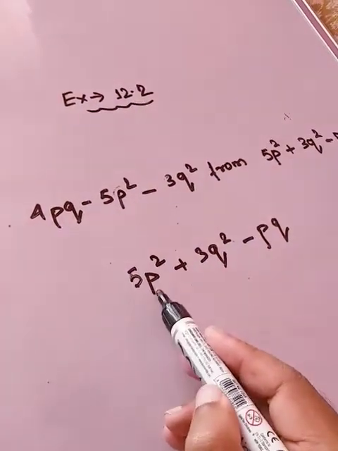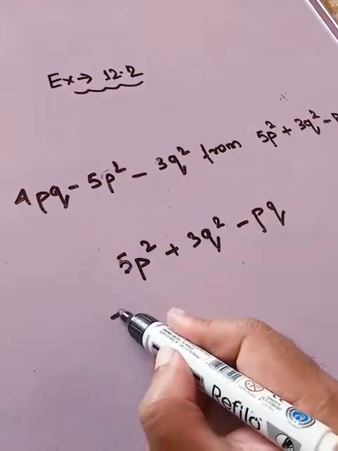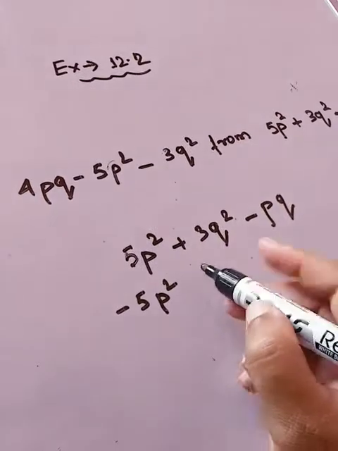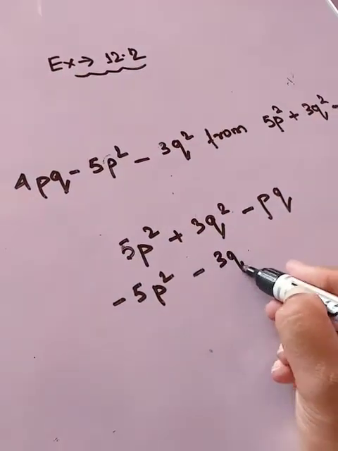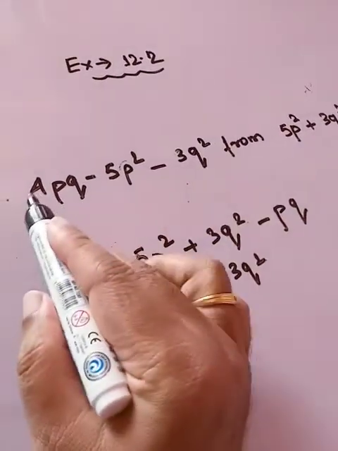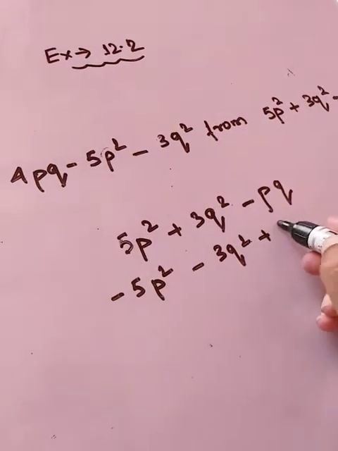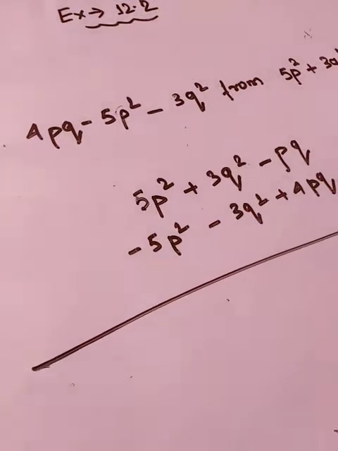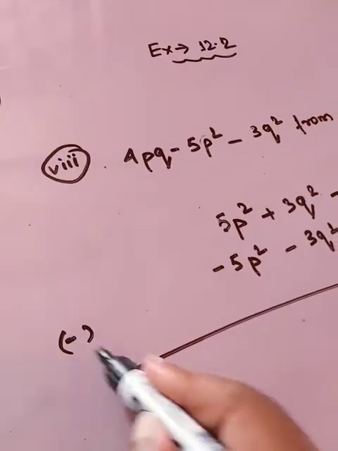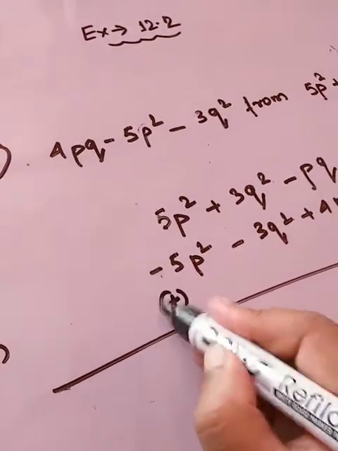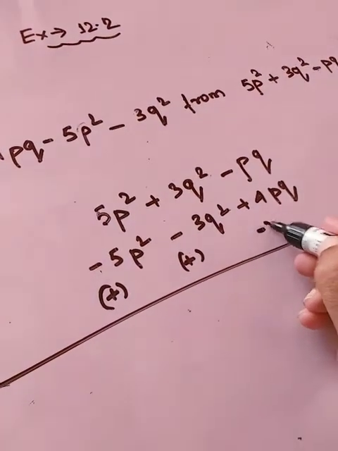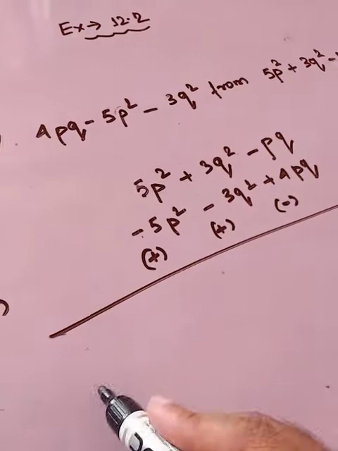So what is the first term? P square. So where is P square? Minus 5P square. Now what is the second term? Q square. So it is carrying minus 3Q square. And PQ with PQ, so it is carrying plus 4PQ. So we write plus 4PQ just below the PQ variable. So this is minus, so the minus sign will change to plus sign. This minus sign will again change to plus sign, and the plus sign will change to minus sign.